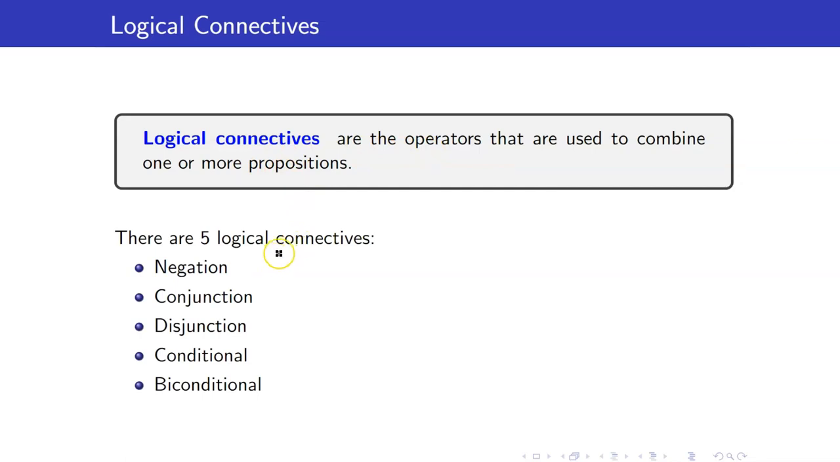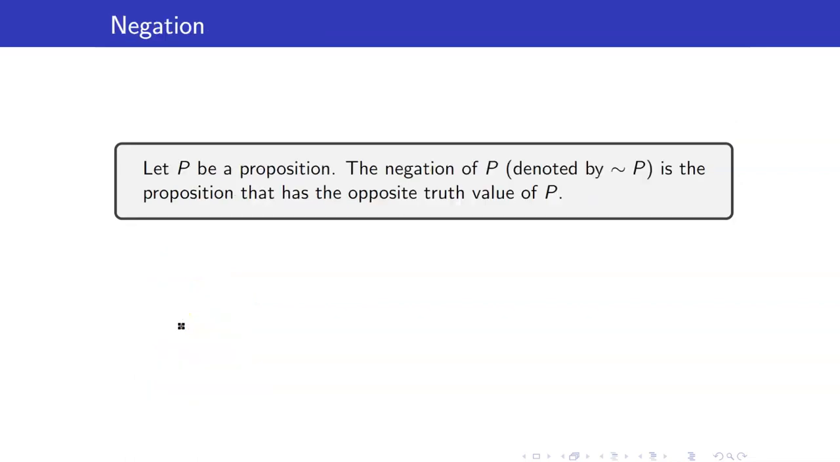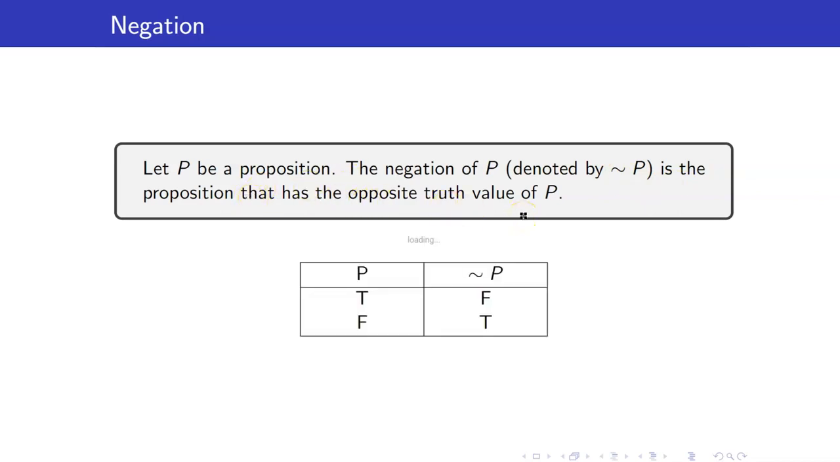We will be tackling 5 logical connectives: negation, conjunction, disjunction, conditional, and biconditional. For this video lesson, we will be tackling these 3 logical connectives. Let us start with the negation of a proposition. Suppose that we have a proposition P. The negation of P, denoted by this, we read as not P. The negation is the proposition that has the opposite truth value of P. Thus, if we look at the truth table here, if P is true, not P should be false. If P is false, not P should be true.